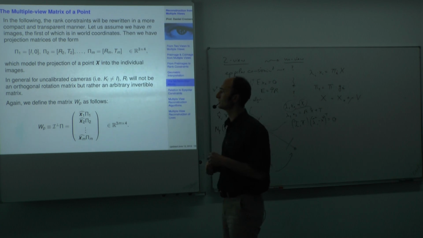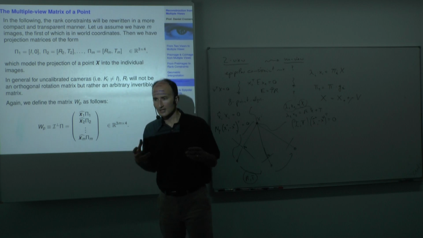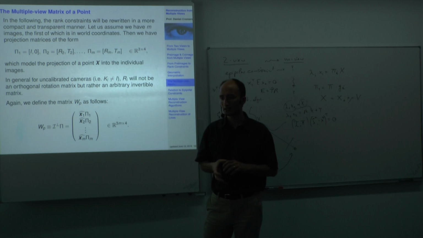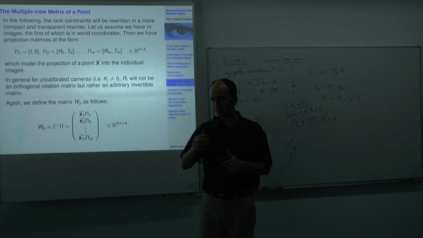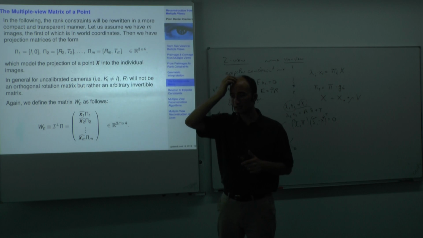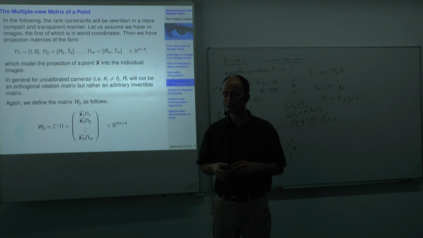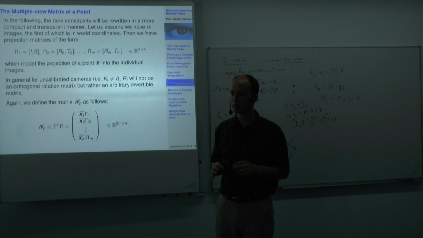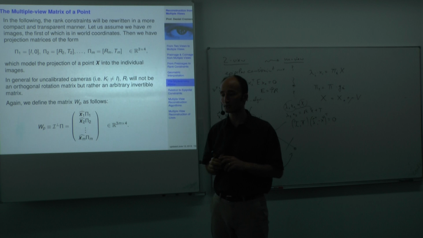What we do now is we try to compactify yet more these rank constraints, and we get to what is called the multiple view matrix. So whereas NP and WP didn't have names, the matrix that we derive now actually has a name. It's called the multiple view matrix, and so this is then the most compact form to express the multiple view constraints.